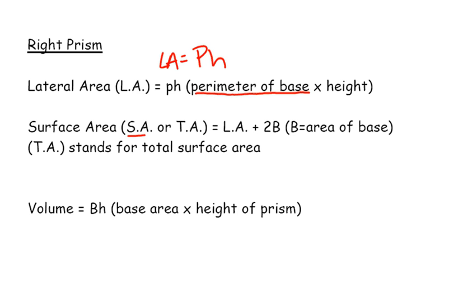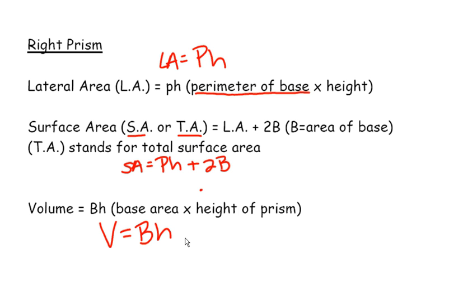And then we use these two interchangeably, surface area or total area. So my surface area is simply going to be my lateral area, which was perimeter times height, plus 2 times the area of the bases. All I'm doing is taking the lateral area that I already found and adding the area of the two bases to it. And then my volume is equal to the area of my base times the height of the prism. So these are the 3 formulas that you are going to need to memorize for today.